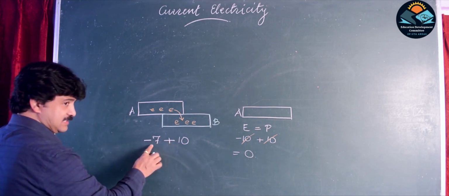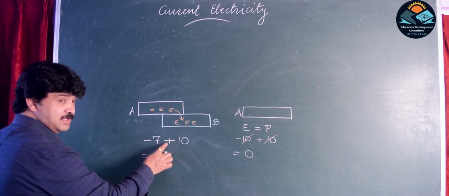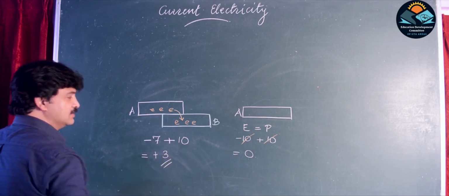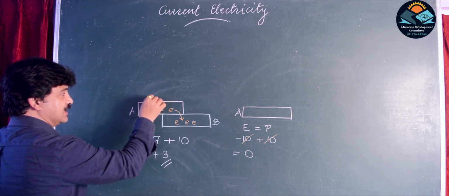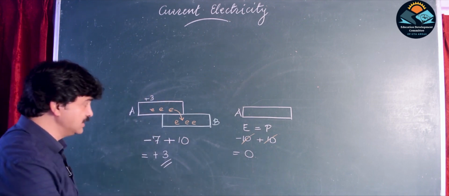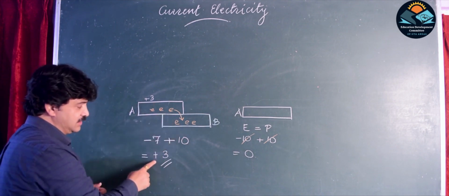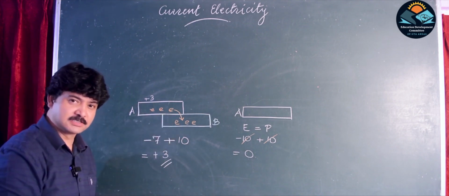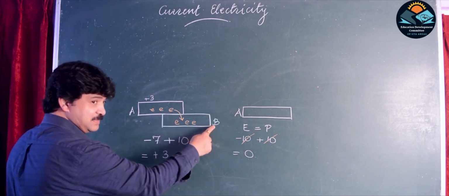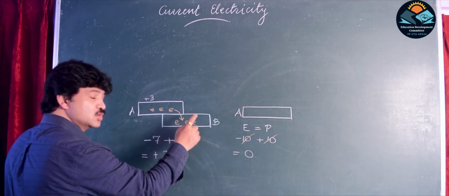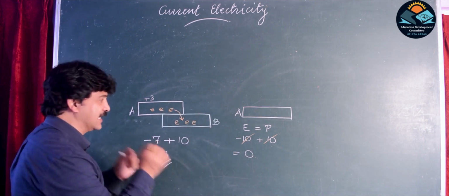Now let's find the answer. Plus 10 and minus 7. Plus and minus, you have to subtract. 10 minus 7 is 3, and the sign of the bigger number you have to put. So what is the charge of A now? It is plus 3. What does it mean? Whenever an object loses electrons, it will be positively charged. And this substance B has got 3 electrons more, no? That's why its charge will be negative.